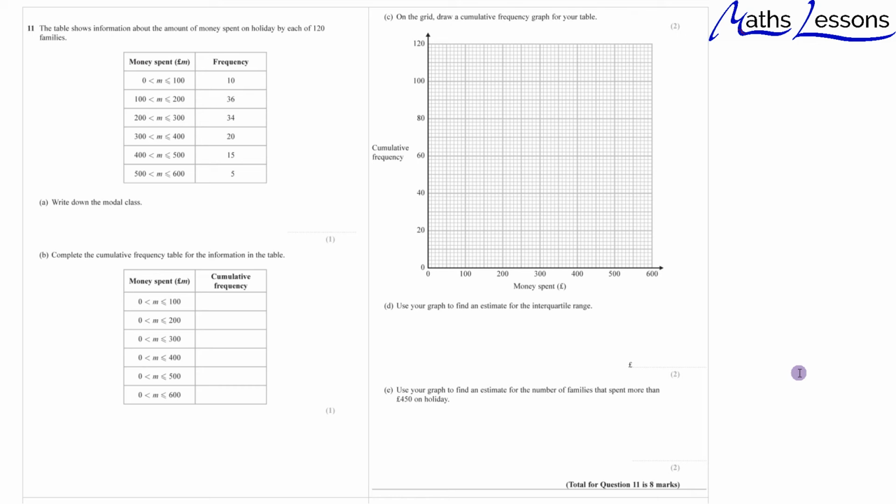Now, there's 8 marks here on this question. It doesn't take 8 minutes to do. I'll give you 3 minutes to get your best go on it. Then we'll see how you've done and go through it then.